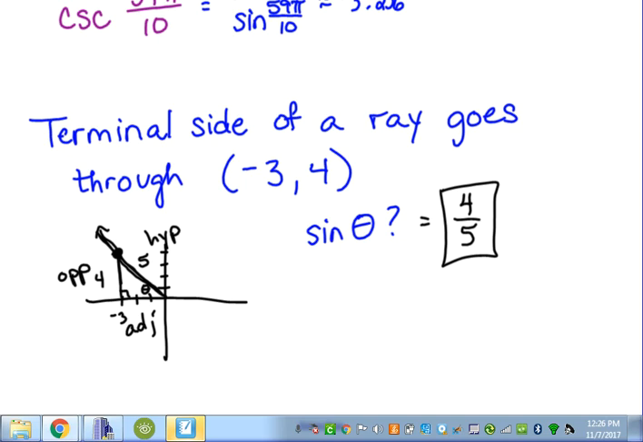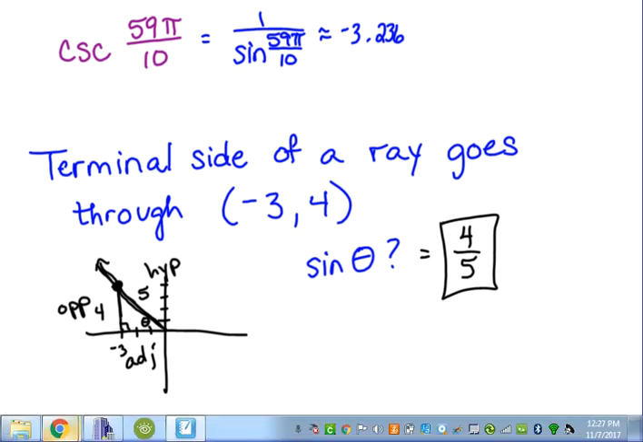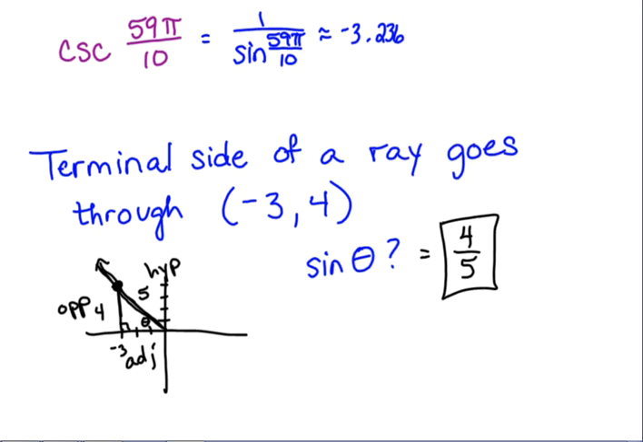Yes, sir. On that last one, the one before that. The cosecant? Mm-hmm. Where did you get 218? Did you do the cosine of tangent of 218? No, I didn't do anything with 218. I just typed in 59 pi over 10. Oh, the 210. Sorry, that was the previous problem. I didn't clear out my calculator. Oh, okay, there you go. Sorry for the confusion.